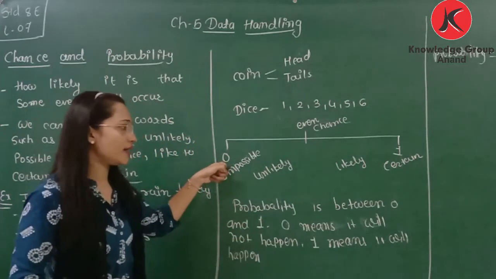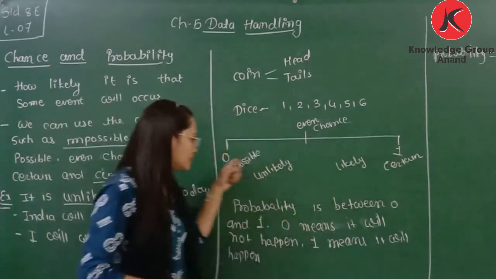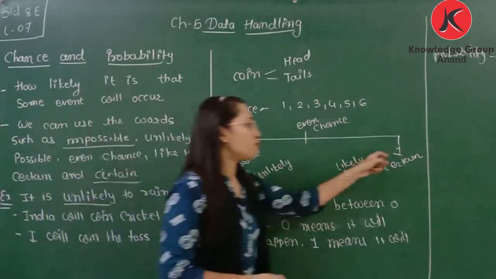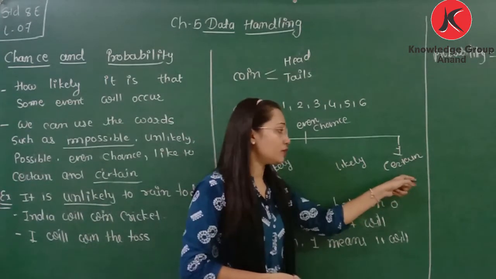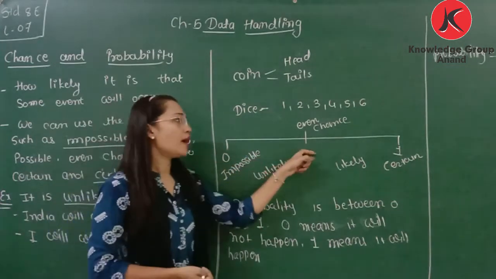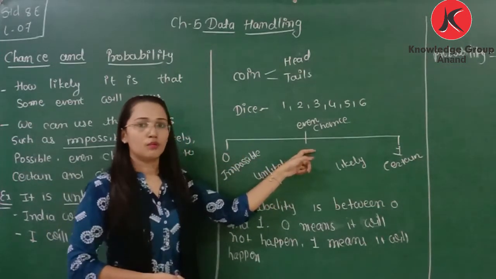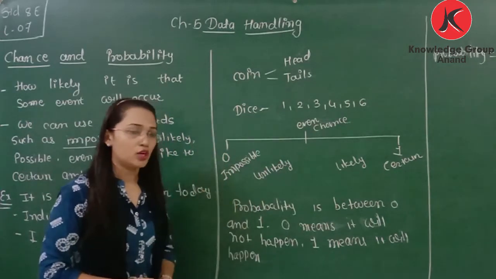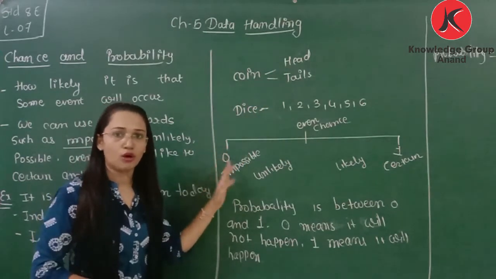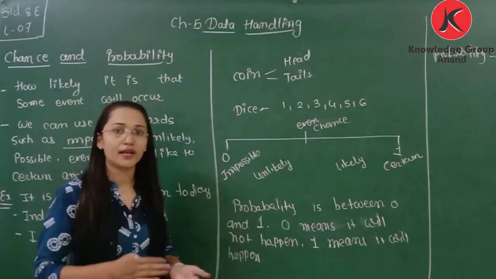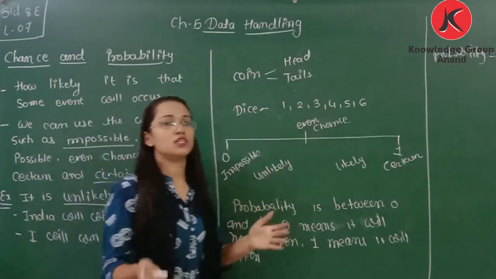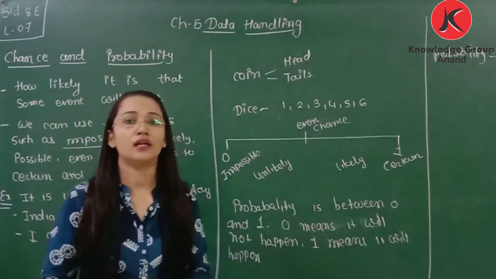Now here I write 0 and this is 1. 0 means it is impossible, meaning it is not happening. 1 means certain, meaning it will happen. 1 means it will happen and 0 means it will not happen. Between them there is an even chance, meaning it may happen or not happen. So let's take the example of head and tail. There are two conditions. We will have a head or we do not have a head. So there is an equal chance because there are only two possibilities. So even chance means it is possible or not possible. Chances are equal.